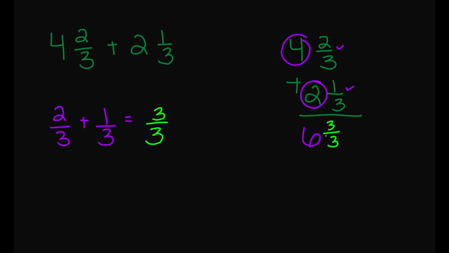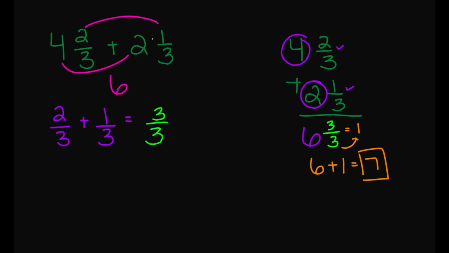But remember, 3 over 3, if you simplify that, is going to equal 1. So if my 3 over 3 equals 1, I'm going to get 6 plus 1, and this is going to equal 7. So your final answer here for this example is going to equal 7. And if you solve this example the horizontal way, remember you have 4 plus 2, this is 6. And then you have 2 over 3 plus 1 over 3. This is going to equal 3 over 3. 3 over 3 equals 1. So you have 6 plus 1. This is going to equal 7.